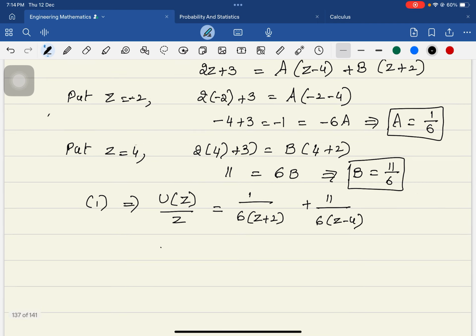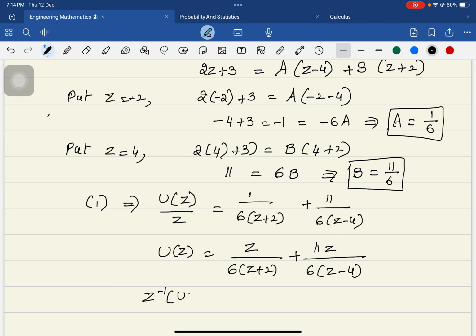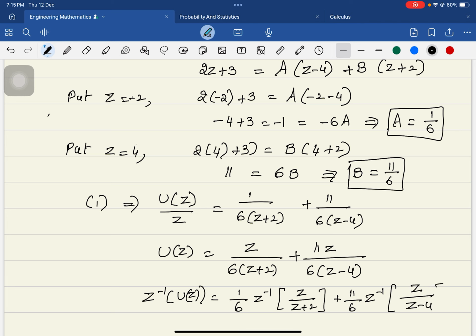So let us rewrite now U of z, bringing back this z here: z by 6 times (z plus 2) plus 11z over 6 times (z minus 4). So what is Z inverse of U of z now? It is given by 1 by 6, I will take it out, Z inverse of z over (z plus 2), again plus 11 by 6, take it out, Z inverse of z over (z minus 4).